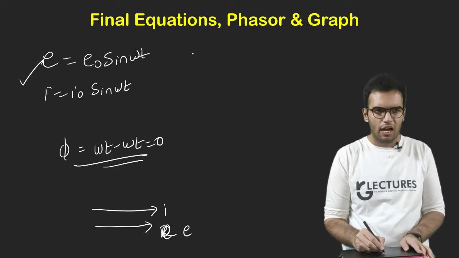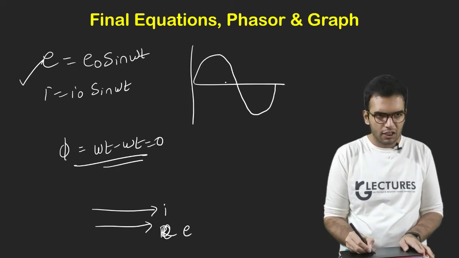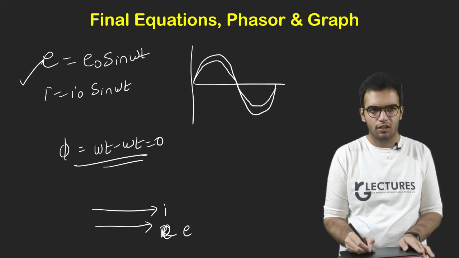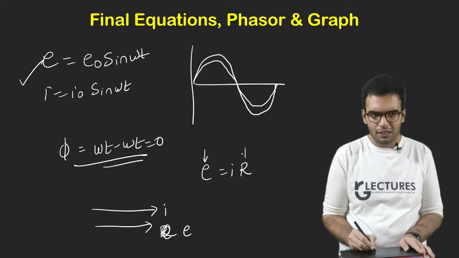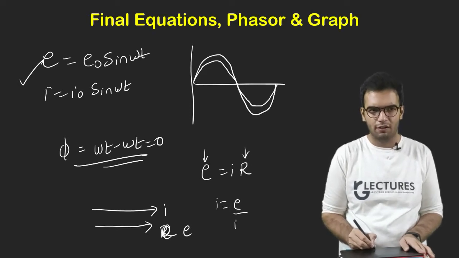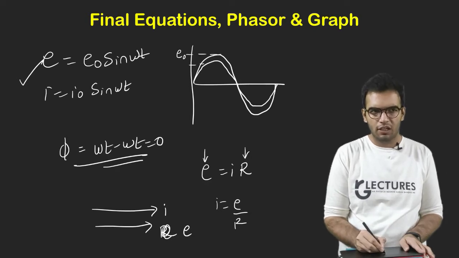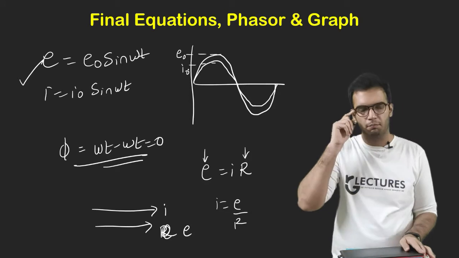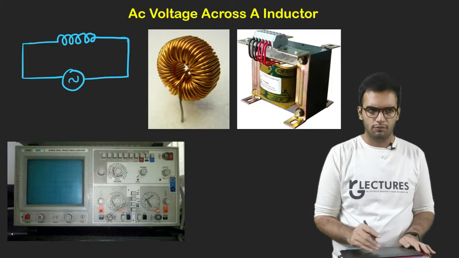And talking about the graph, both will represent the graph of sine, but the magnitude of the voltage will be greater than the magnitude of the current. Why? Because E is I times R. So E is multiplied by R, whereas I is divided by R. So the graph with the bigger value will represent the voltage, and the graph with the lower value will represent the current. That's all you need to know about the AC circuit connected across a resistor.